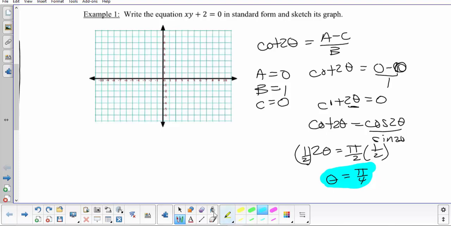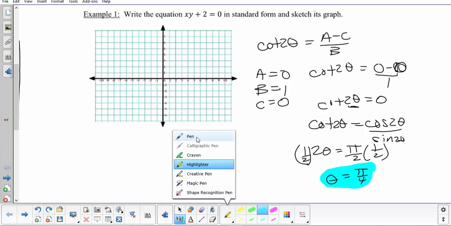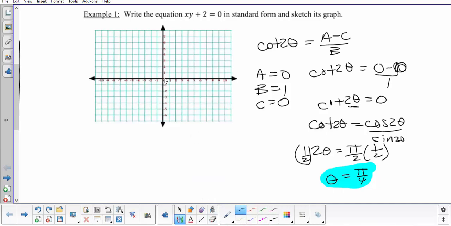So what that means is that instead of our xy axes being where they normally are, they've been rotated pi over 4 radians, which is also 45 degrees. So now they're going this way. They've been rotated, so everything's been rotated.